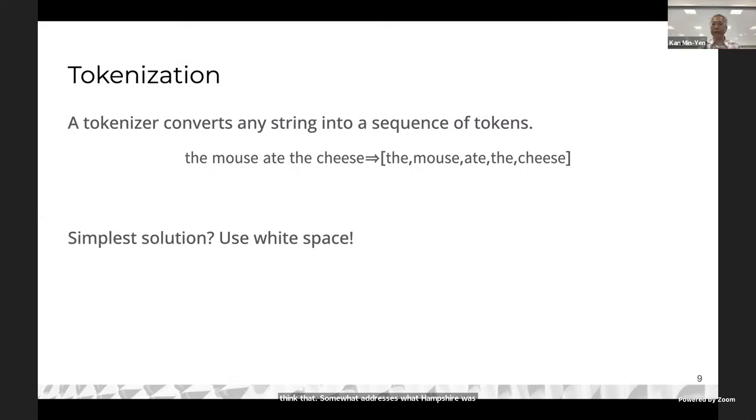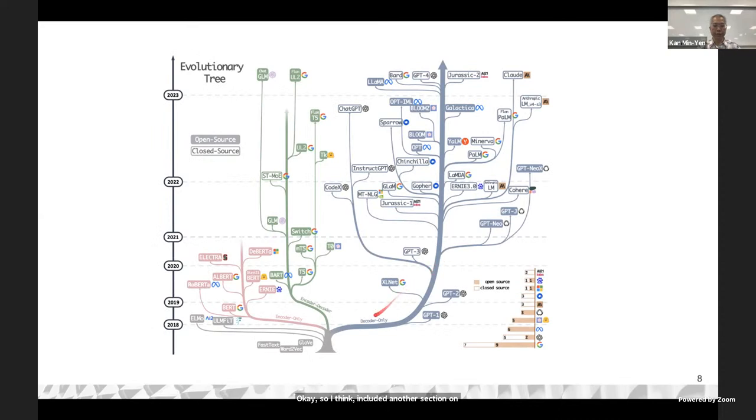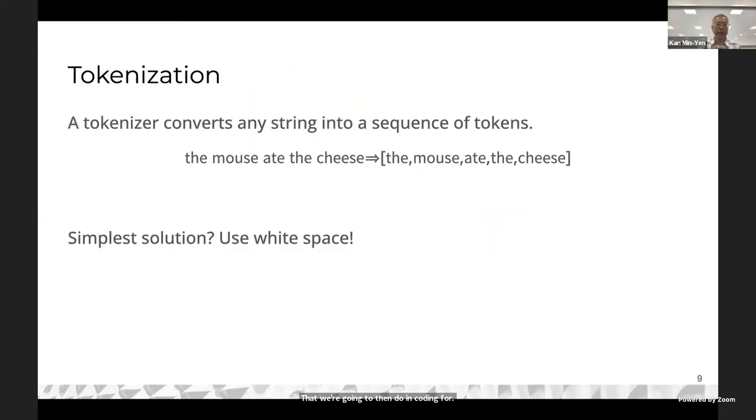Okay, so I think Bhavitya included another section on tokenization because it forms the basis for quite a lot of things down here, right? So all of these things about fastText, word2vec, and GloVe, they come with the token representations that we're going to then do encoding for, right? So a tokenizer basically converts a string into a sequence of tokens, okay?